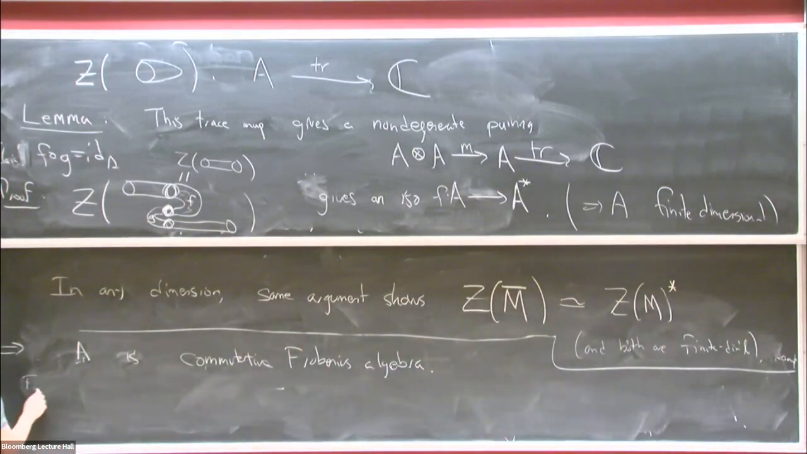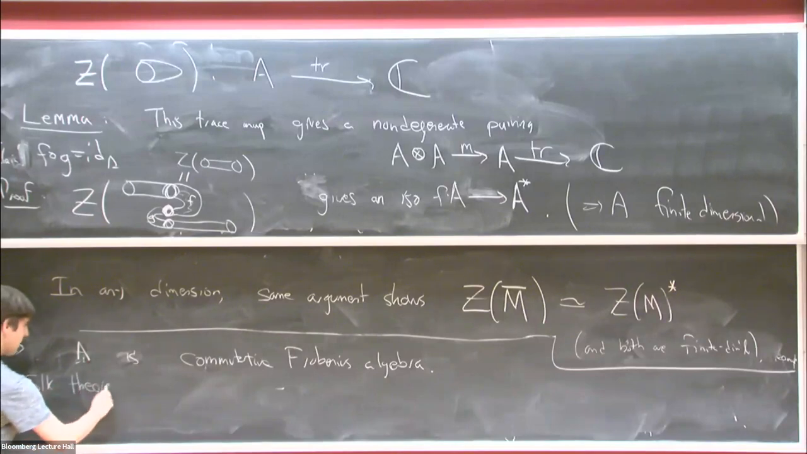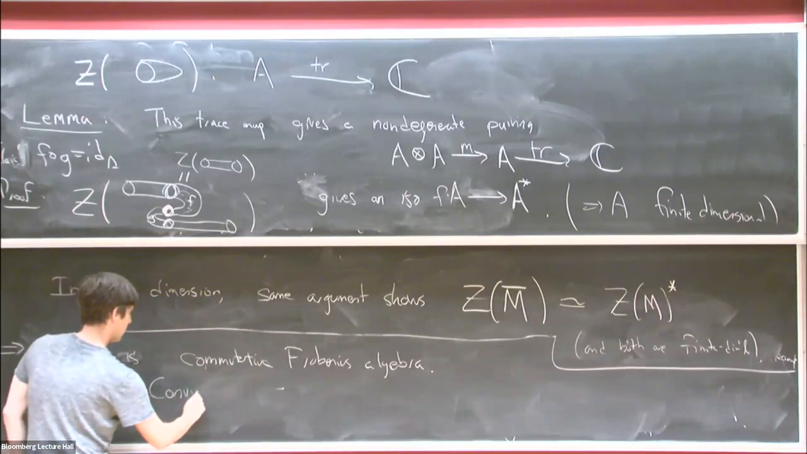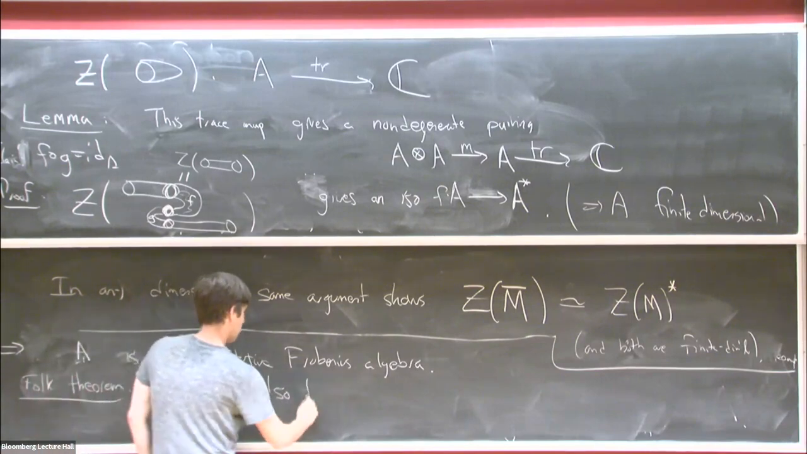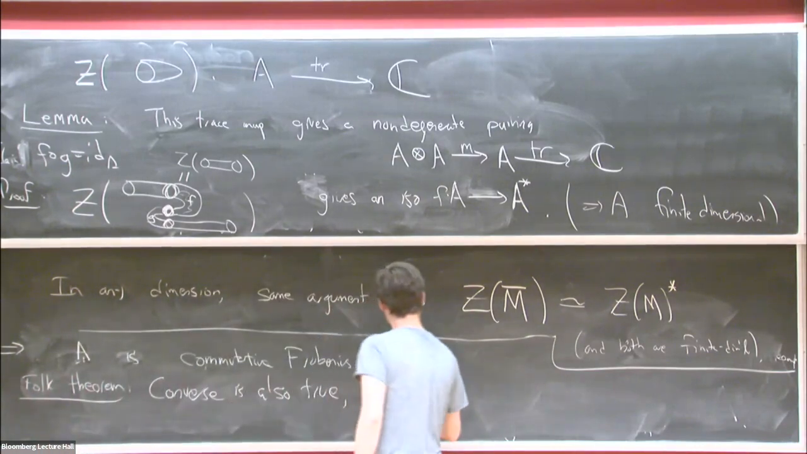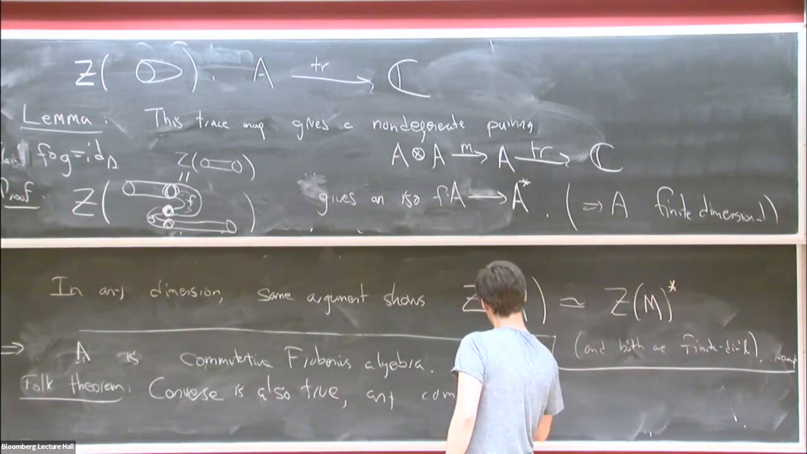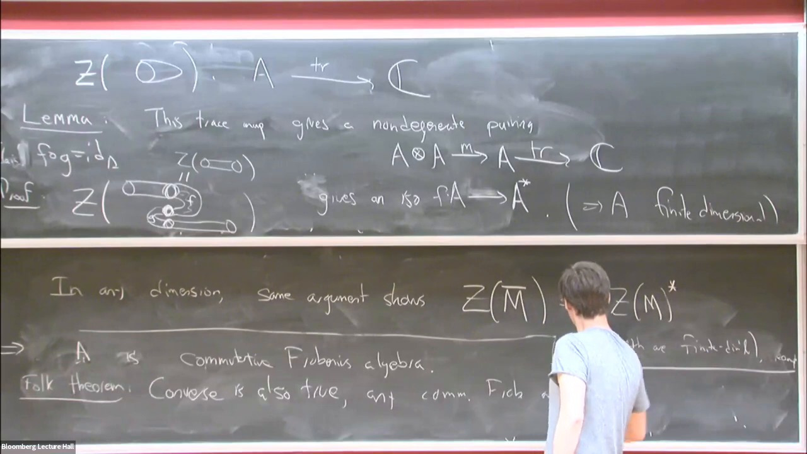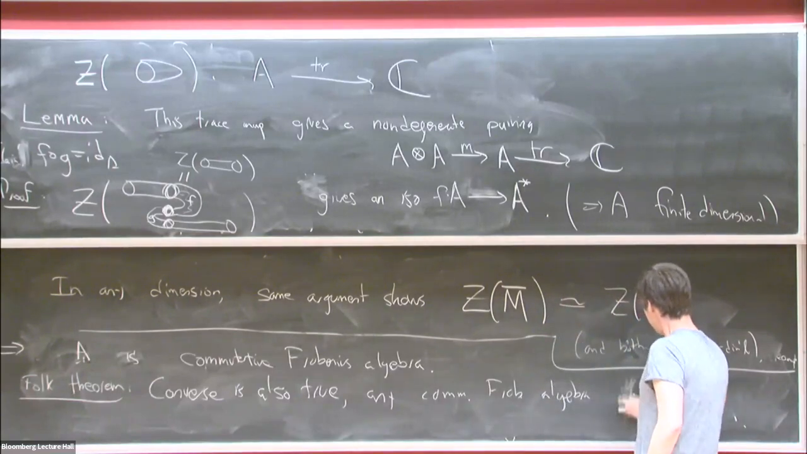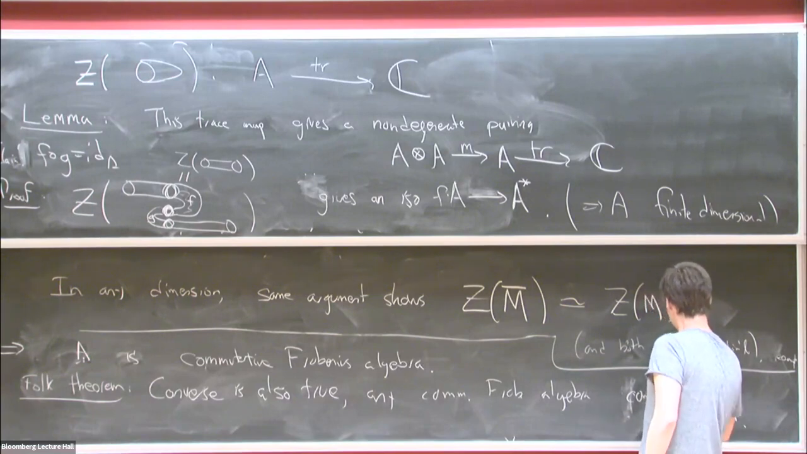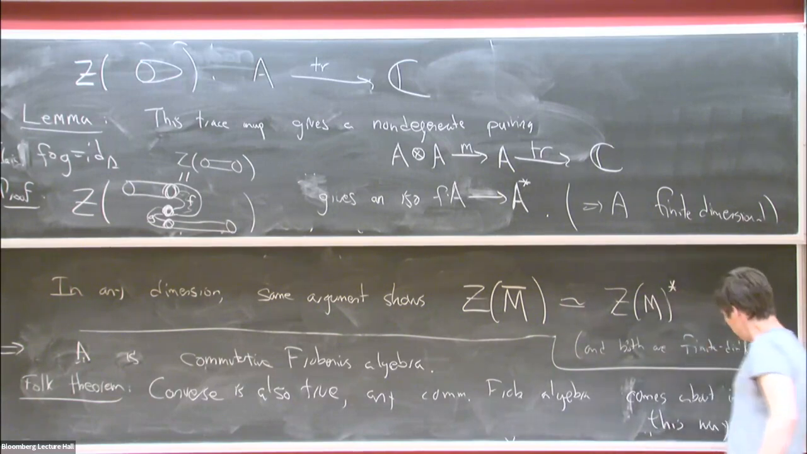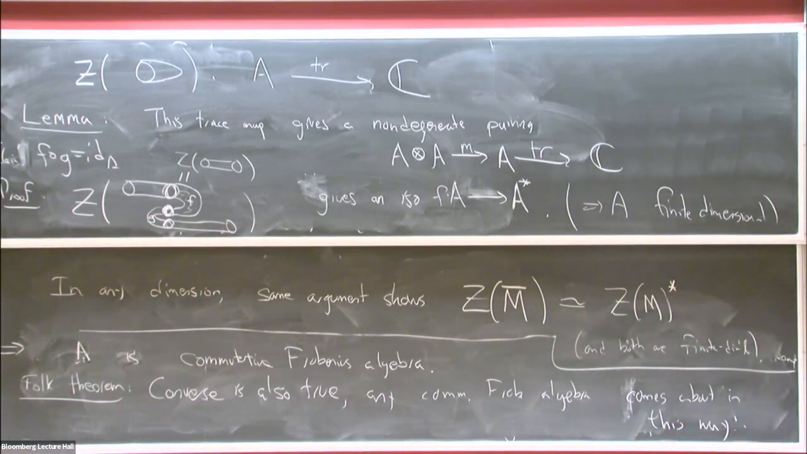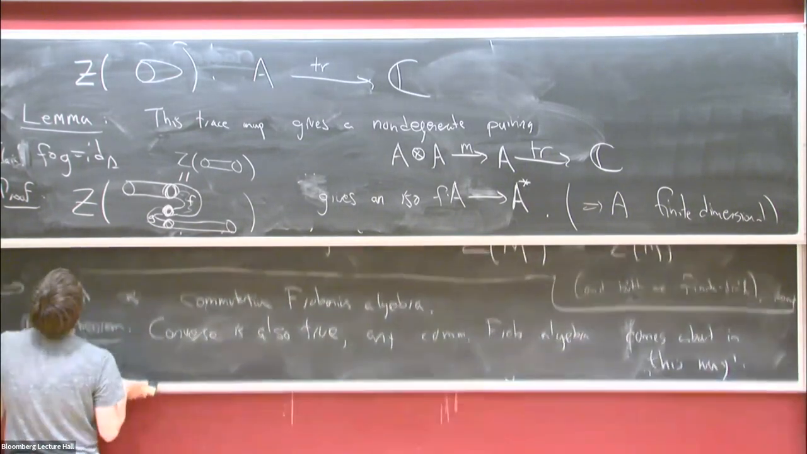And I don't know who to attribute this to. I think it's a folk theorem that the converse is true. Namely, any commutative Frobenius algebra comes about in this way. The data of a two-dimensional TQFT in the sense of Atiyah's definition is exactly the same as the data of this particular algebraic structure.